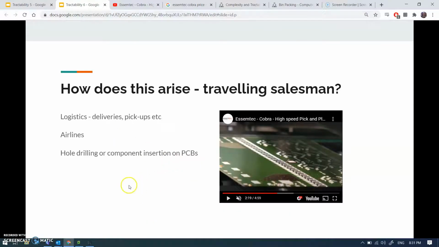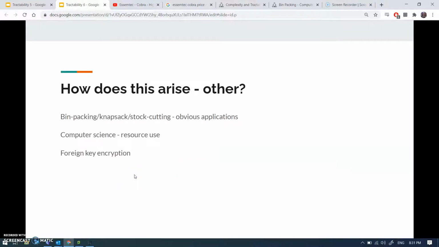So that's some obvious travelling salesman applications. Of course, there are obvious applications as well of bin packing, knapsack and stock cutting. They're kind of real world ones. Any situation where you need to fit a bunch of resources into containers is an intractable problem. And strangely enough, computer science can have issues like that as well. If you've got some resources you need to use and you need to either schedule them or allocate them in an efficient way, that can be an intractable problem.